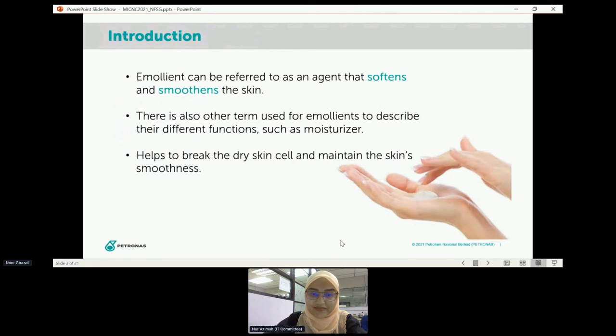So for the introduction part, before I go deep into the research project, I will give a brief introduction on emollient to all of you. The emollient that we use for this project can be referred to as an agent that softens and smoothens the skin. There are also other terms used for emollients to describe the different functions that they have, such as moisturizer. This emollient is used to break down dry skin cells and maintain the skin's smoothness upon application on the skin.